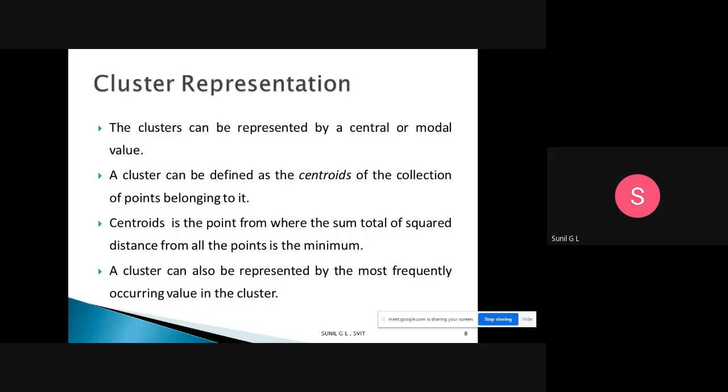The centroid is the point from where the sum of the total squared distance from all the points is the minimum. That is the sum of squared distance, (x2 minus x1) whole square plus (y2 minus y1) whole square, and the whole thing under a square root. That squared error distance from all the points should be minimal. A cluster can also be represented by the most frequently occurring value in the cluster. Whichever value occurs most frequently, we use that to represent the cluster.